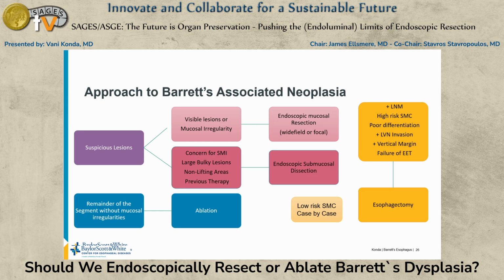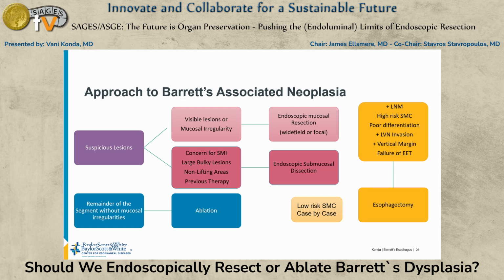I also appreciate that a lot of our algorithms talk about the diagnosis as if we know that from the beginning, but sometimes we don't always know exactly what the diagnosis is. And so I think it's important to really look at lesions. And when you encounter a suspicious lesion, you need to resect it. And we can resect most visible lesions with EMR, but in certain cases, as I mentioned earlier, we might want to do ESD for large, bulky lesions or concern for invasive cancer, or especially in those non-lifting lesions. And then the rest of the segment can be treated with ablation.